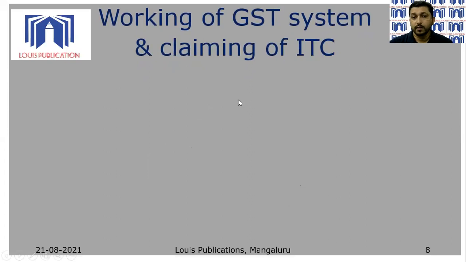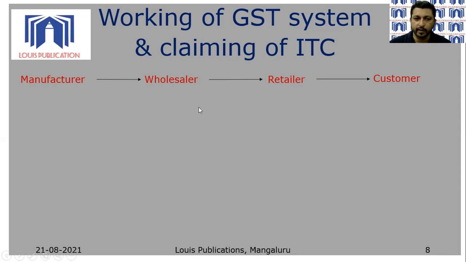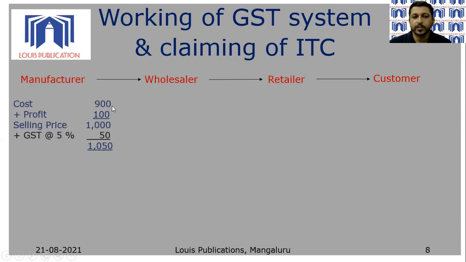Now, how does this GST system work and how do we claim input tax credit? I should say this is the most critical slide of this concept of input tax credit. Let's understand this with the help of an example of a supply chain. Say manufacturer is selling goods to wholesaler, wholesaler is selling goods to a retailer, and retailer is selling goods to a customer. So let's understand how do these businesses, manufacturer, wholesaler, or retailer, claim input tax credit, if any. Let's take an example.